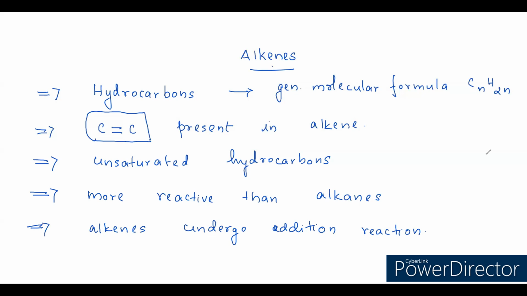Okay, so let's take some examples. The first example with this general molecular formula is the first compound in the homologous series. The first compound in the homologous series has two carbons in it. The reason is that you need the presence of C double bond C. With just one carbon, we cannot establish a double bond, right? So the first compound itself is C2H4.